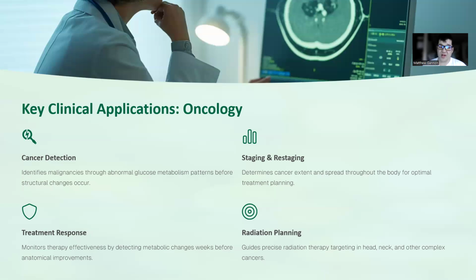And then radiation planning. This is what I was speaking about. PET-CT is kind of the standard for planning radiation therapy, whether it be proton therapy or one of the many new ones out there. PET-CT is basically the planner for those types of therapies.